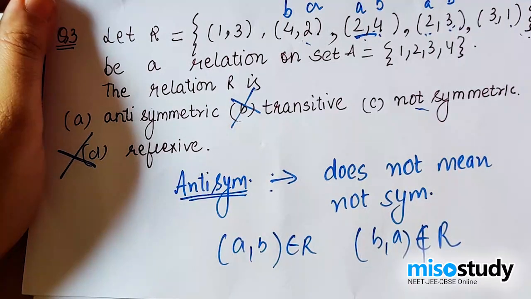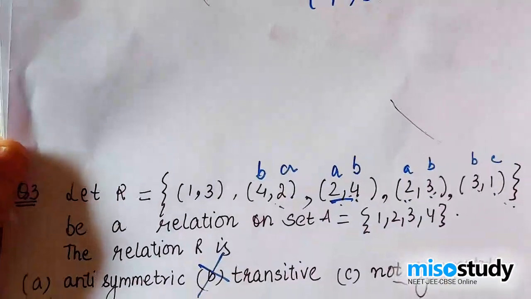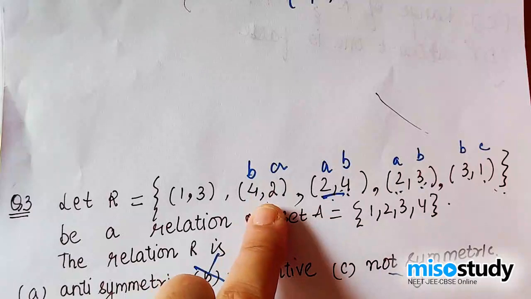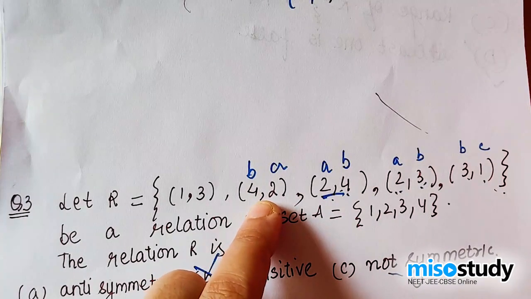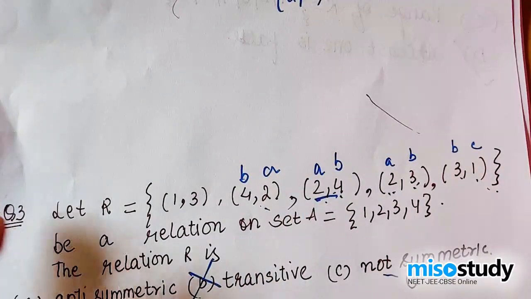While antisymmetric does not mean non-symmetric. Now let's come to this. If you have (4, 2), then (2, 4) shouldn't have been there for this to be antisymmetric. But since you have (2, 4), it is certainly not antisymmetric.